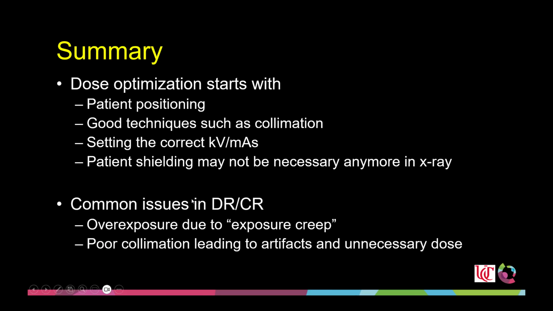And then the most common issues that I found over the course of my career are dose creep, or exposure creep. So use EI and DI to make sure we're not overexposing our population with time, and collimation. Make sure we work with our technologists to set the right collimation so that it keeps the scatter down, image quality up, and patient dose low.